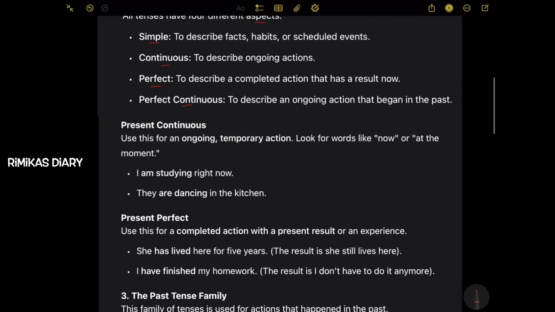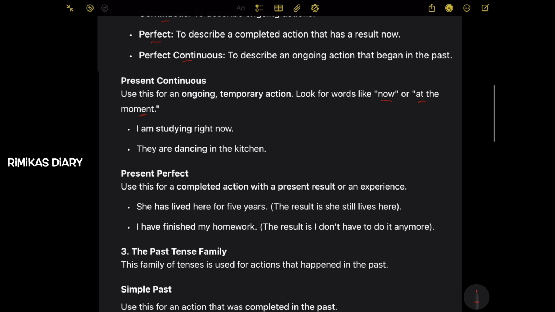First, present continuous. Use this for an ongoing temporary action. Look for words like now or at the moment. So, I am studying right now. That means this action is ongoing right now, a temporary action that's going on right now. They are dancing in the kitchen.